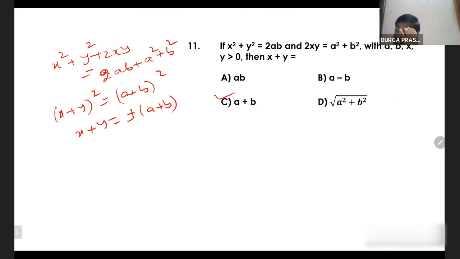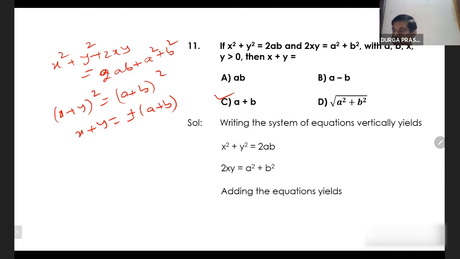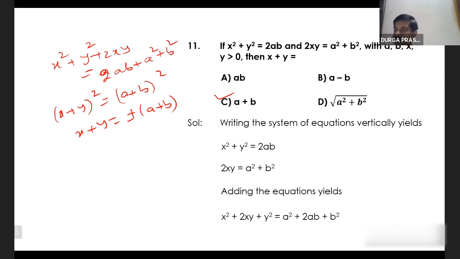Otherwise, I can also write it as x plus y is root of a square plus b square plus 2ab, which is not there. So therefore, only option C maps it. So note it fast, quick. Note it fast, kids.